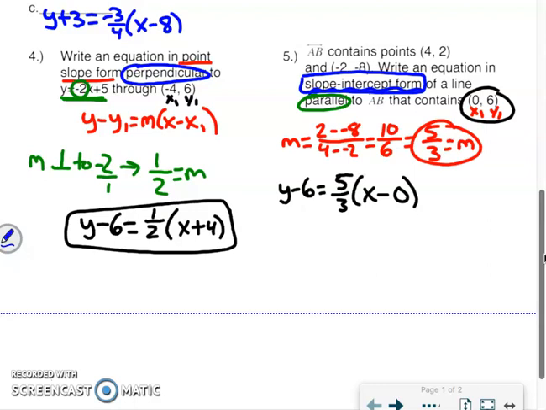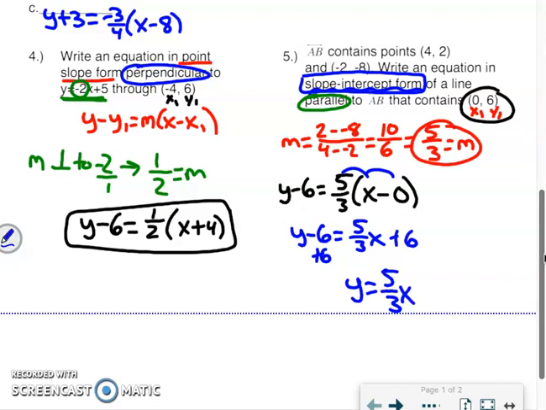But in order to get into slope-intercept form, we distribute. So we have y minus 6 equals 5/3 x. And then 5/3 times negative 0 is just 0. Now I can add 6 to both sides. My final answer should be y equals 5/3 x plus 6. So not only just answering it, but answering it in the right form.